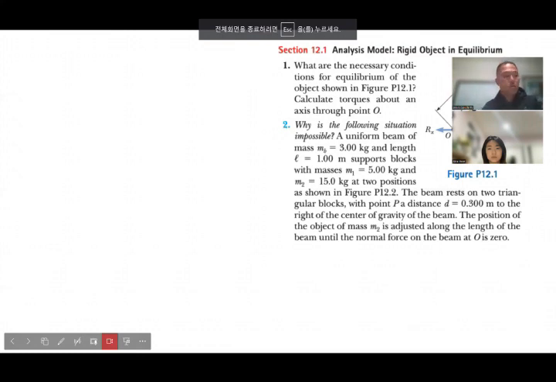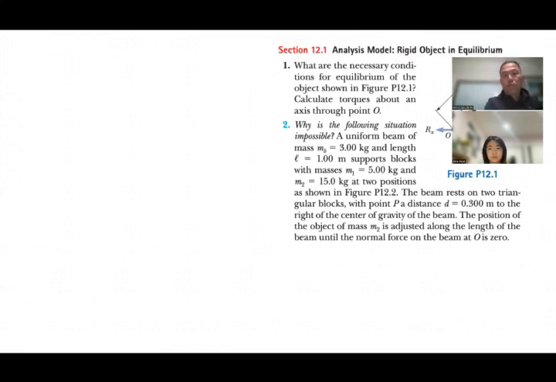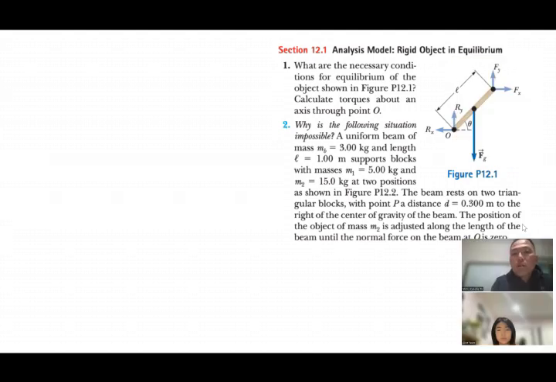Okay, so let's see. Analysis model: rigid object in equilibrium. Let me write it down. What are the necessary conditions for equilibrium of the objects shown in figure P12.1? Calculate torques about an axis through the point O.